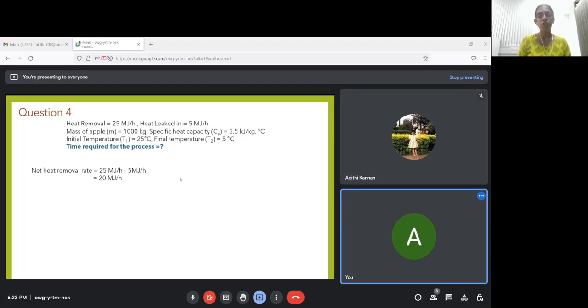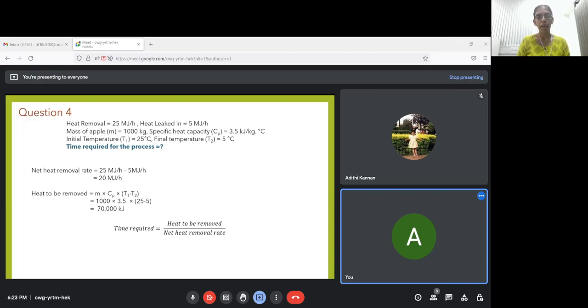In order to calculate that, we first need to find out the net heat removal rate. Since there's a small leakage, the net heat removal rate is the removal rate minus the leakage rate. That is 25 megajoules per hour minus 5 megajoules per hour, which accounts to 20 megajoules per hour. So the heat that needs to be removed to bring down the temperature from 25 to 5 degrees Celsius can be calculated by mCp delta T, where m is 1000 kgs as given here, Cp is 3.5 kilojoule per kg degree Celsius, and T1 is 25 degrees and T2 is 5 degrees. So in total it accounts to 70,000 kilojoules.